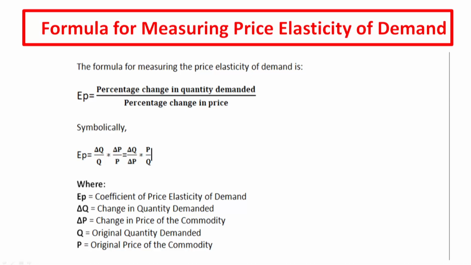The formula for measuring price elasticity of demand is, as you can see, the percentage change in the quantity demanded upon percentage change in price. As you can see in the formula, the coefficient of price elasticity of demand: delta Q represents change in quantity demanded, delta P represents change in price of the commodity, Q represents original quantity demanded, and P represents original price of the commodity. Altogether, the motive is to understand the percentage change in quantity demanded upon percentage change in price.